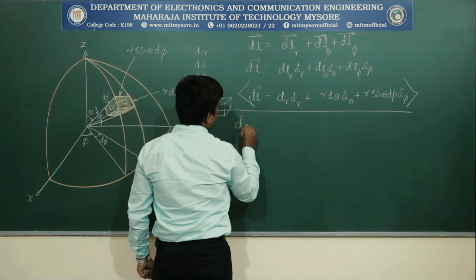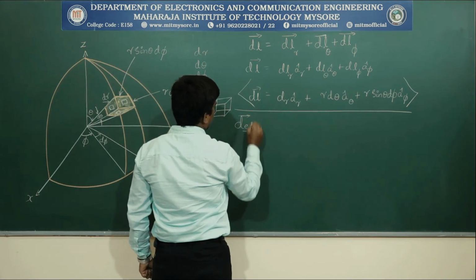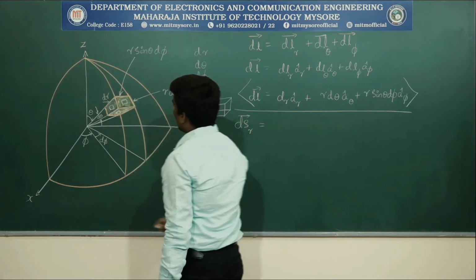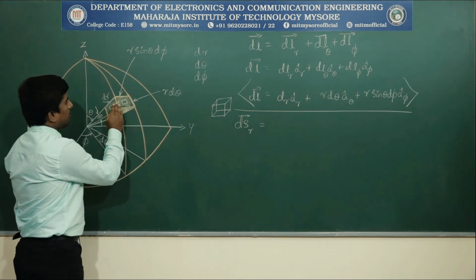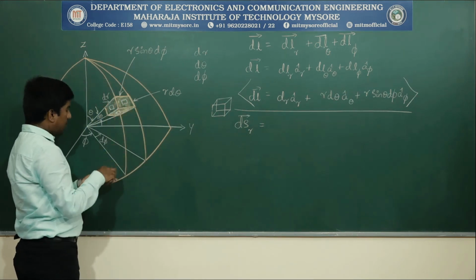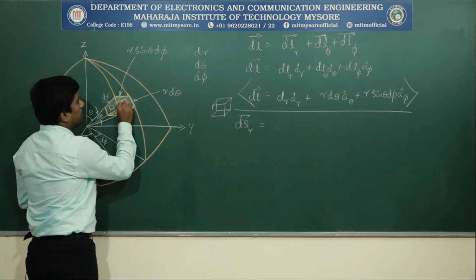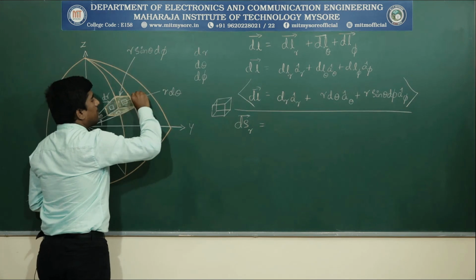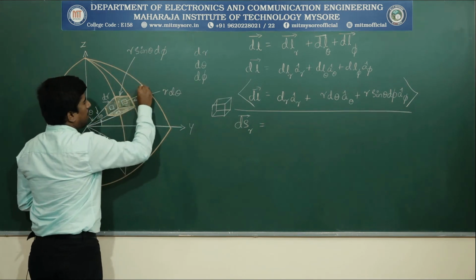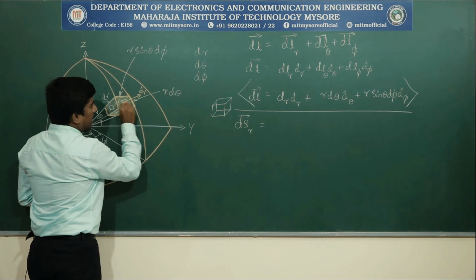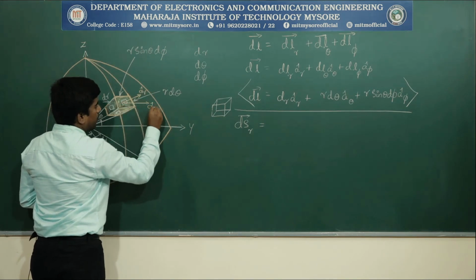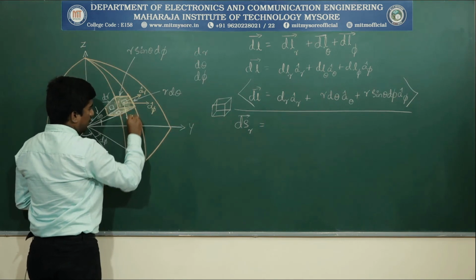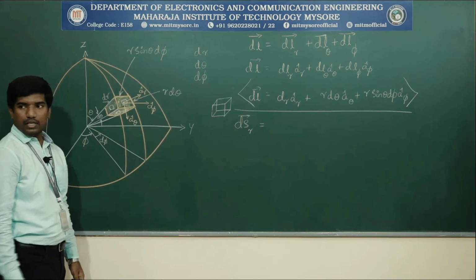differential surface. ds with respect to r is equal to, which one we need to consider? We need to consider this surface, because the vector which is coming out of this will be perpendicular to this course. This is a cap r. The tangential one is a cap phi, which is perpendicular to this is a cap theta. These are the vector representations.